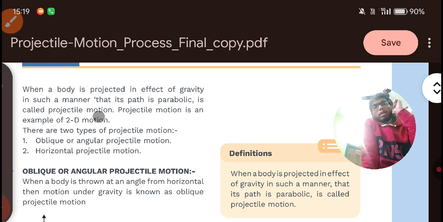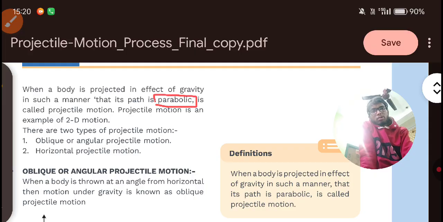When a body is projected under the effect of gravity in such a manner that its path is parabolic. Parabolic means like that. It can be considered as a path of motion which looks like that. This is the shape of a parabola.